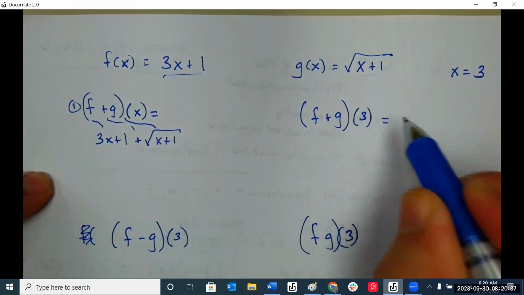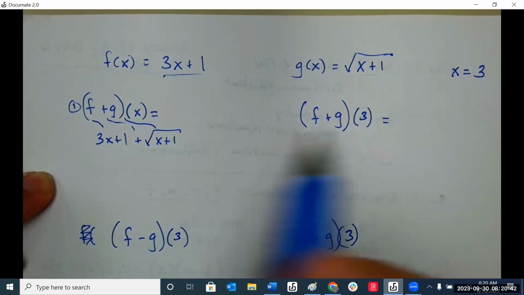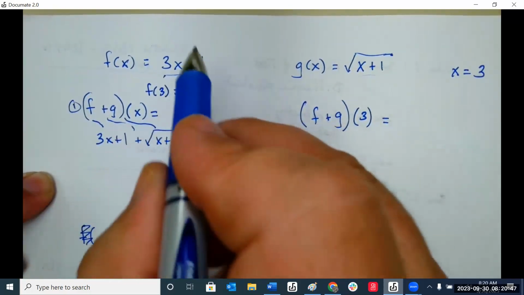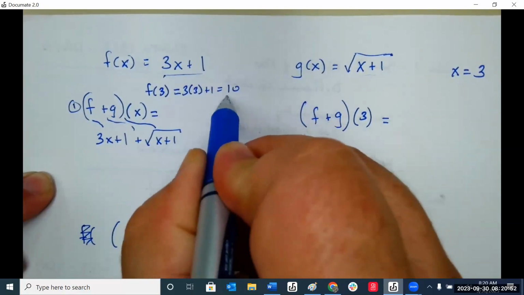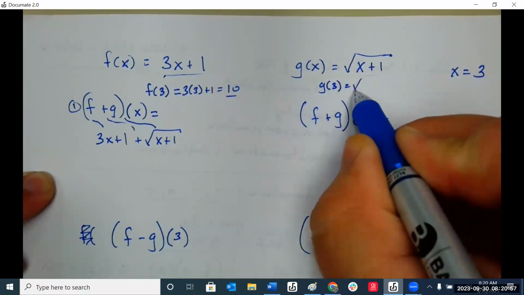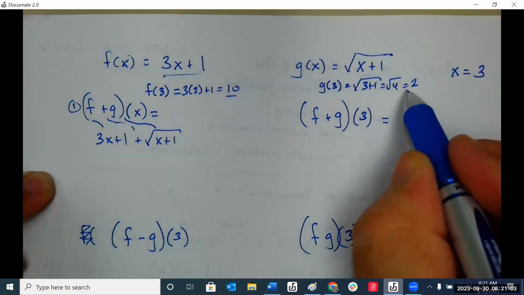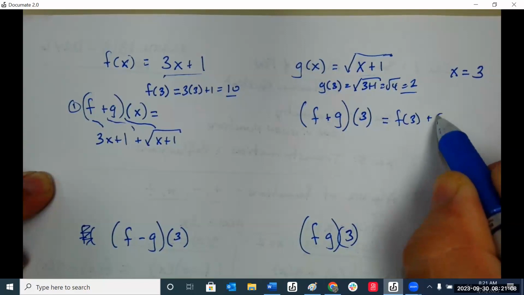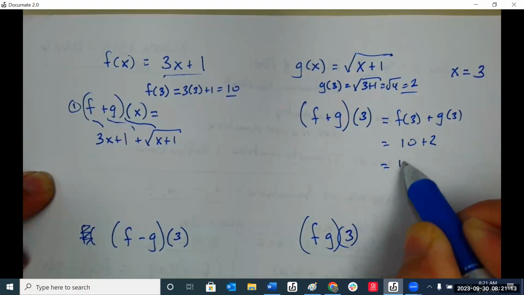So when we do this one now, what's f of 3 going to be? It's 3 times 3 plus 1, which is 10. And g of 3? 3 plus 1 equals 4, the square root of which is 2. So it's actually going to be much easier if we do this. 10 plus 2 equals 12.